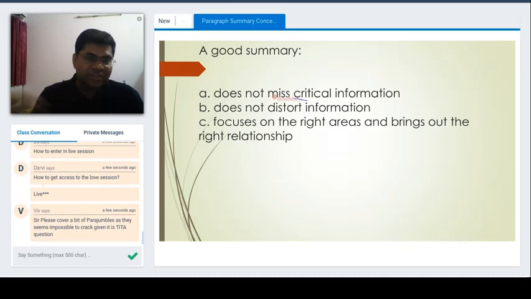I know one question said, so please cover the parathyroids. I will come to that. Don't worry about it. There's a session on parathyroids as well tomorrow. Okay, so just be patient. Let's focus on summary now.